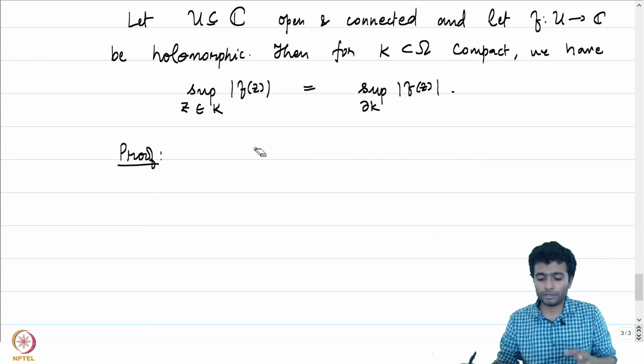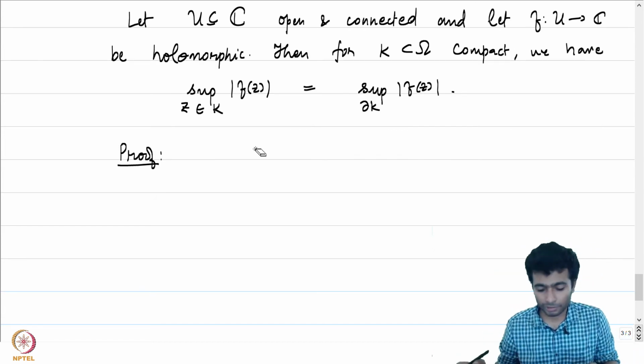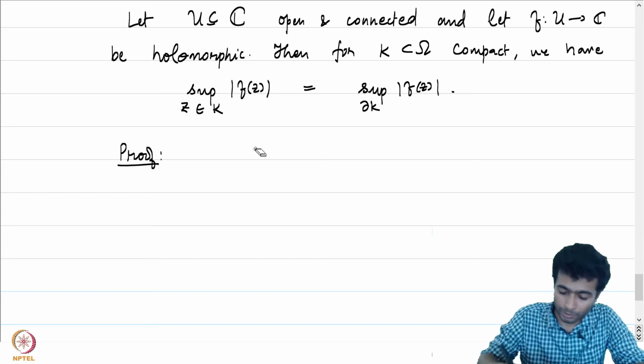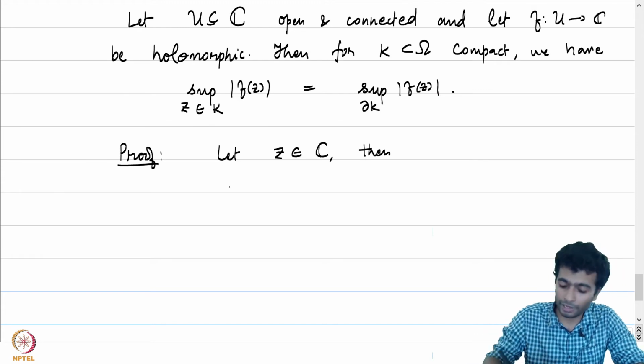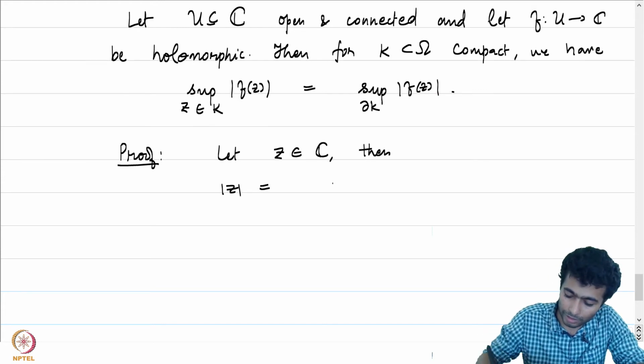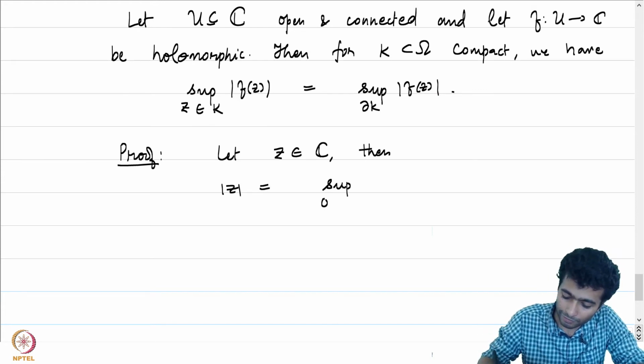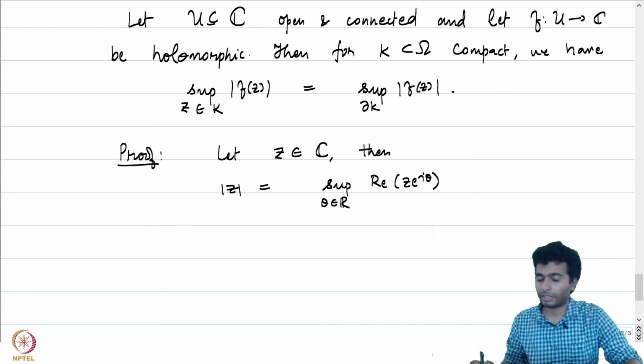So the proof actually follows from one simple observation about the absolute value. Let z be some point in C, then the absolute value of z is going to be equal to the supremum of the real part of z times e to the power i theta, where theta belongs to R.